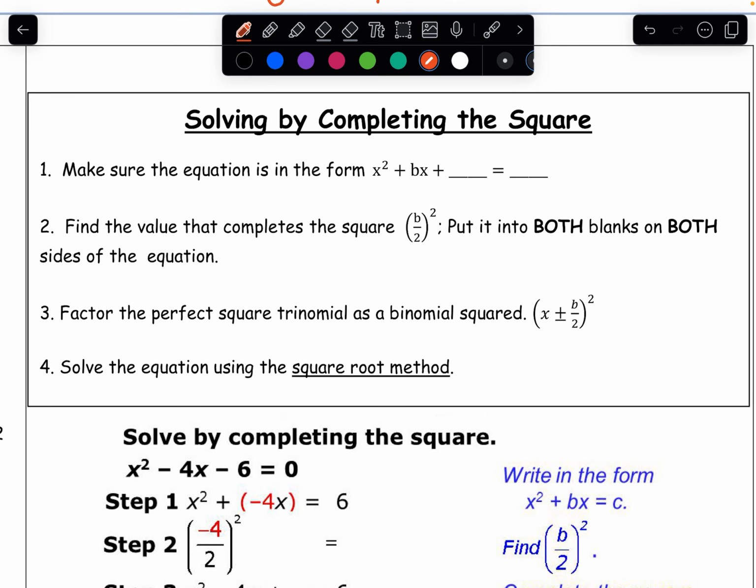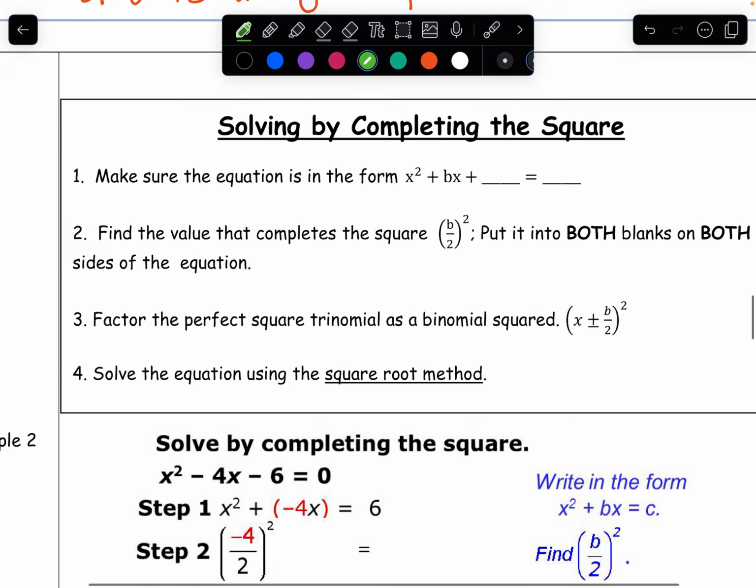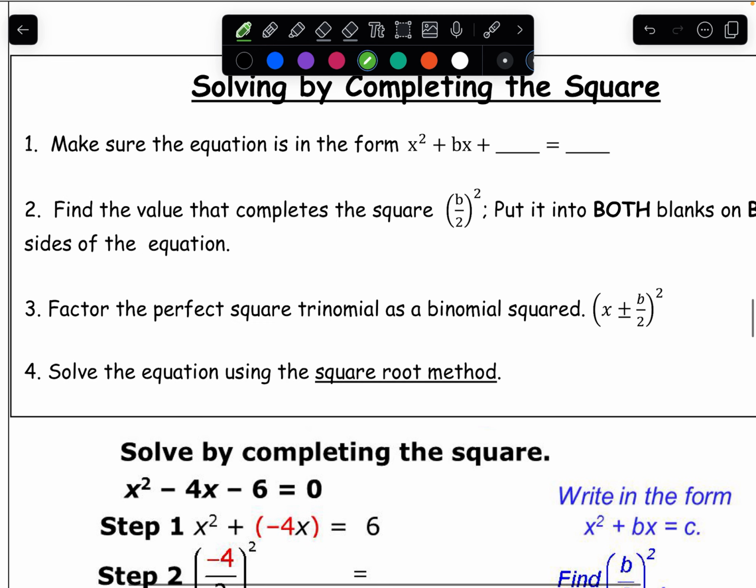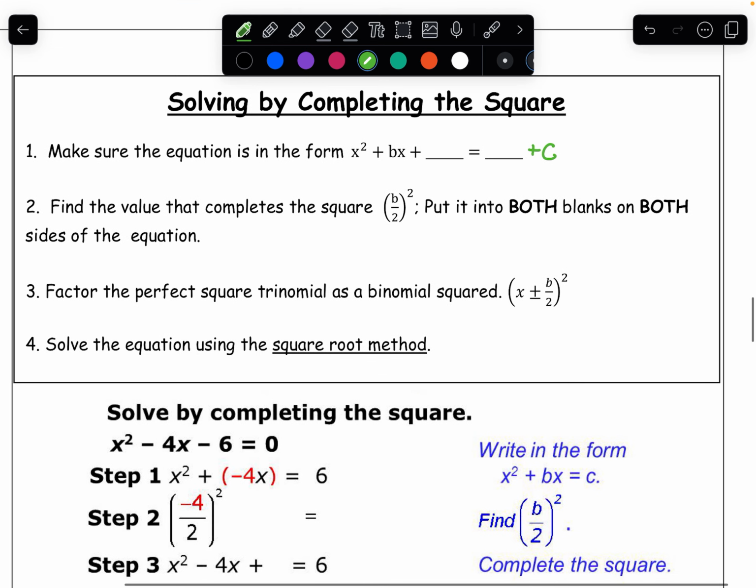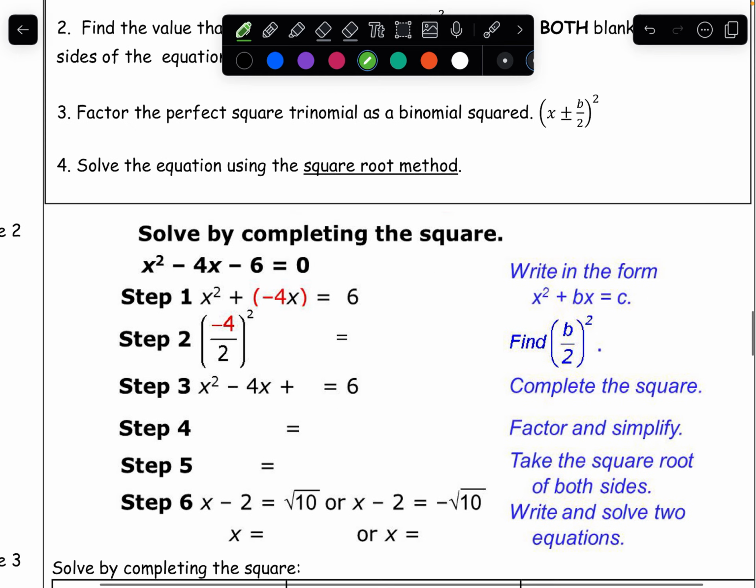Solving by completing the square. What we do is we make sure that the equation is in the form x squared plus bx plus blank equals blank plus c. We're going to move our c term over. Okay, now you find the value that completes the square and put it into both blanks. Factor the perfect square as a binomial squared, and then you solve the equation with square roots.